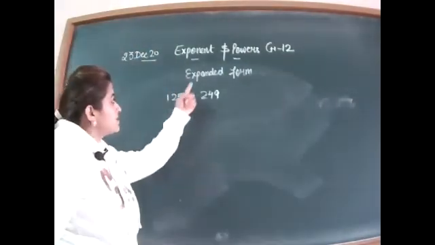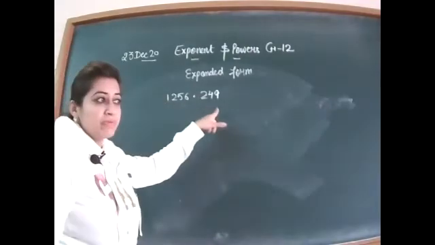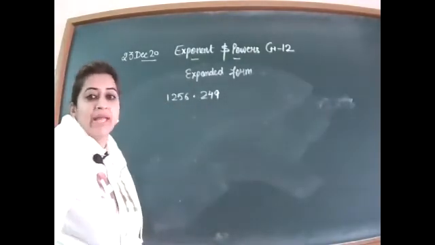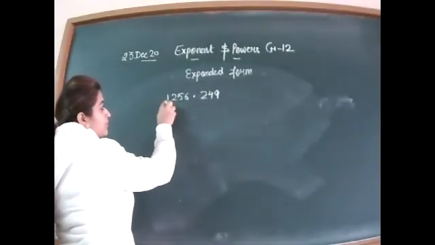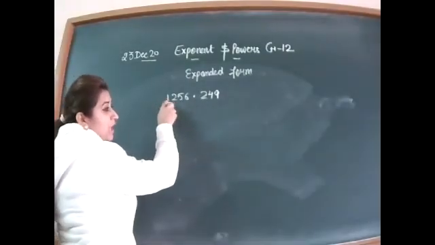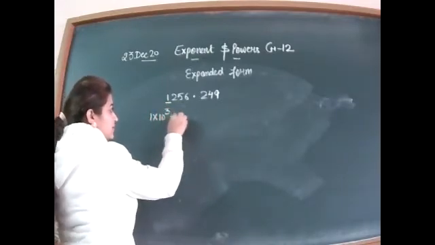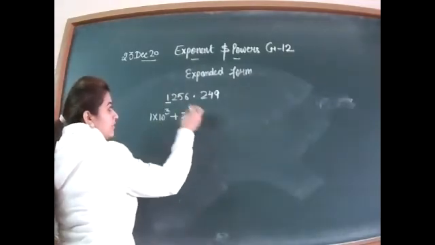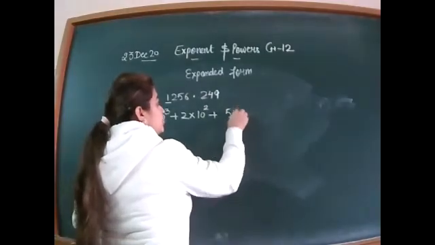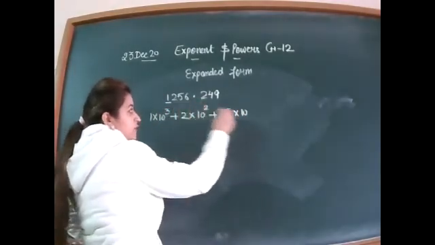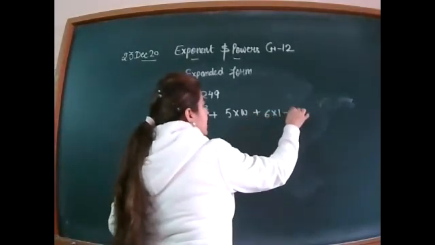So next topic is your expanded form. We want to write each term in the expanded form with the power in exponential form. So for this, firstly you will write 1. The place of 1 is 1000. So 1 will be written with 10 raised to power 3 plus 2 is at the 100 place. So 2 will be written with 10 raised to power 2. 5 into 10 because 5 is at the 10th place and 6 is at the 1's place. So 6 will be multiplied by 1 plus.